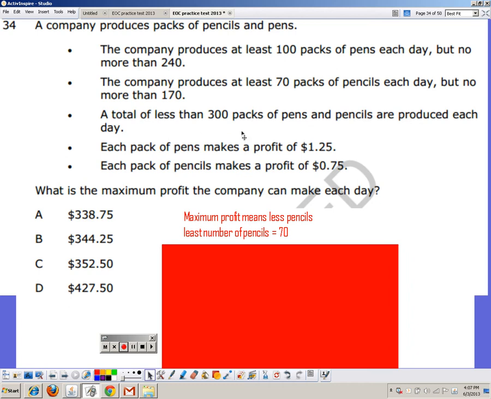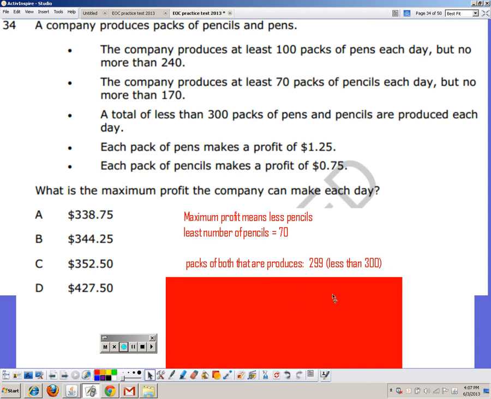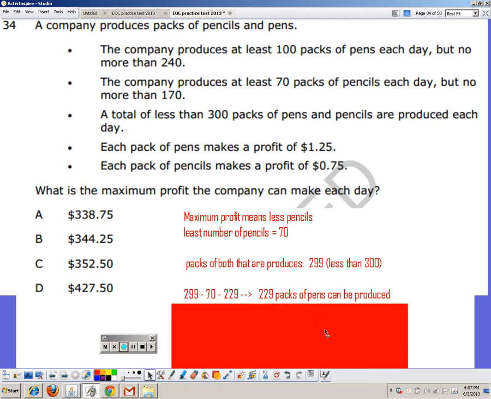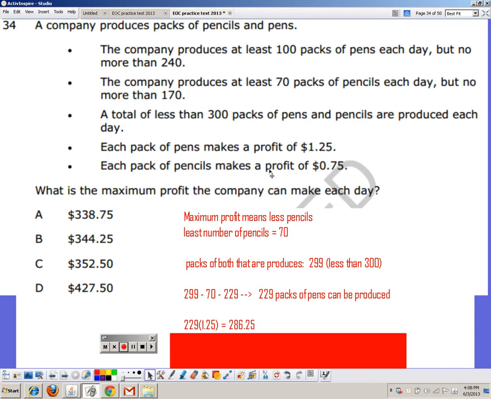Our total is less than 300. So we're going to do 299 because 299 is the number that's less than 300. So we're going to do 299 minus 70, which gives us 229. That means we can create 229 packs of pens. To find out our total profit for pens, we're going to do 229 times $1.25 profit per pack. And that gives us 286.25.